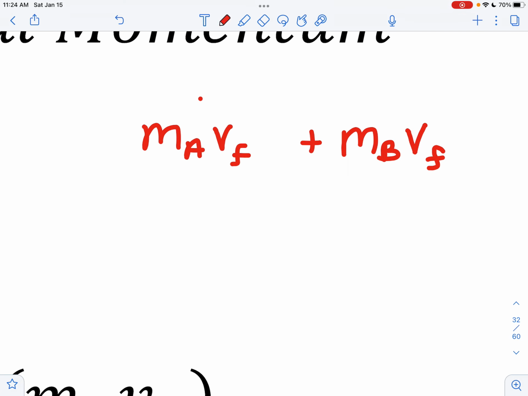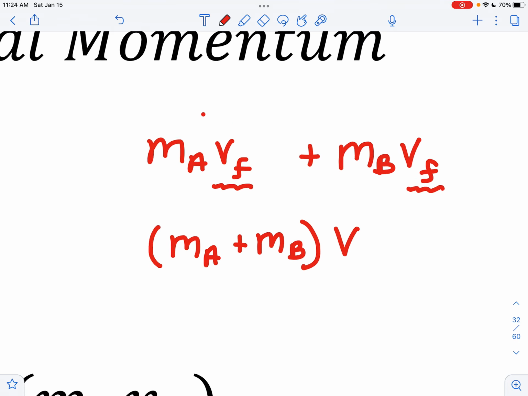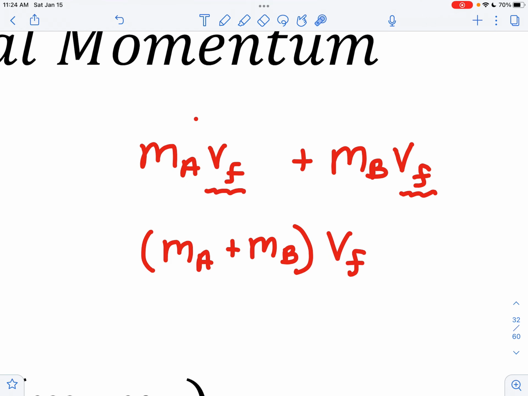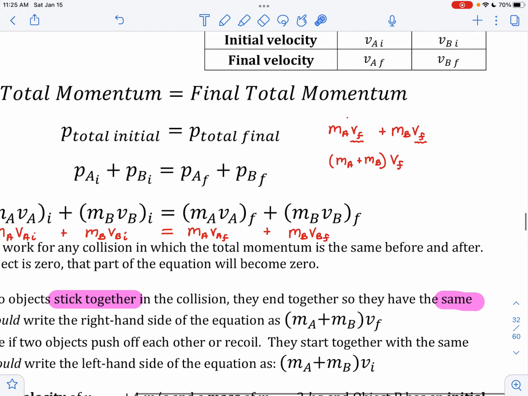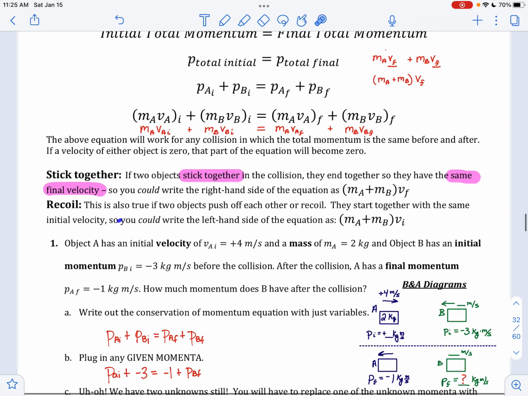Well, what do you notice here? This V final here and this V final here are both like terms. So we can factor it out. So we could write this as mass of A plus mass of B times V final. And that's just because of the way math works. For instance, if we wanted to distribute the V final through here, we'd multiply V final times mass A, and V final times mass B, and we get these original terms. It's the same thing, but you can take a little shortcut if you'd like.